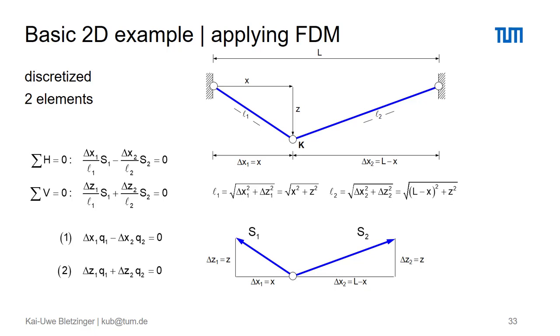Let's now solve this problem applying the force density method. Again, we have these two equations in horizontal and vertical direction. You are experts now. In the meantime, we observe this ratio S over L and can replace that by the force density. And then we have linear equations in X and Z, where we just have to choose the force densities instead of the forces.